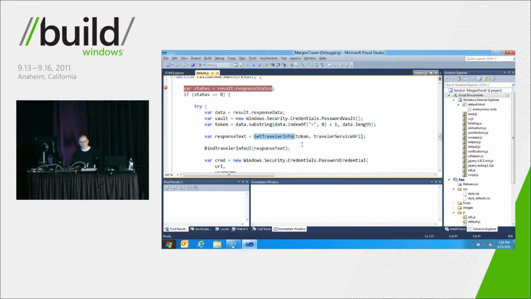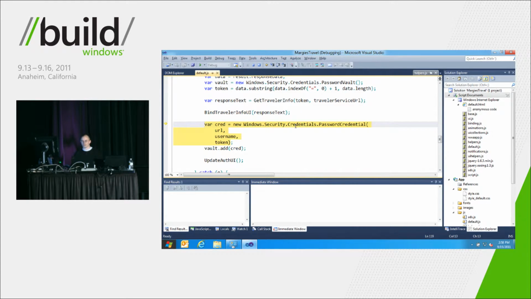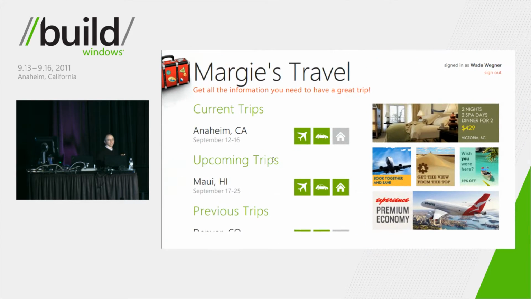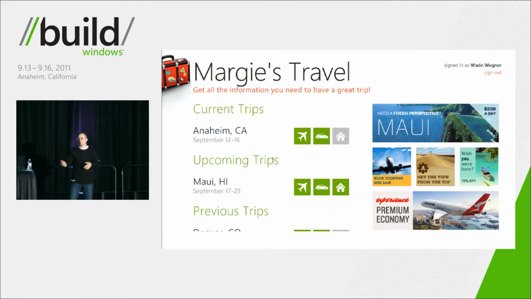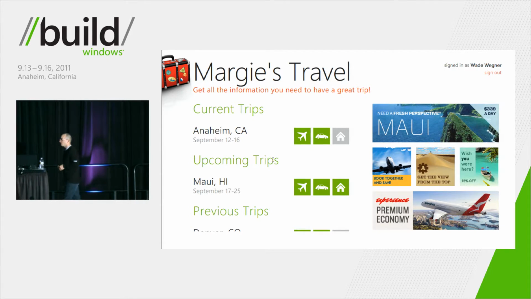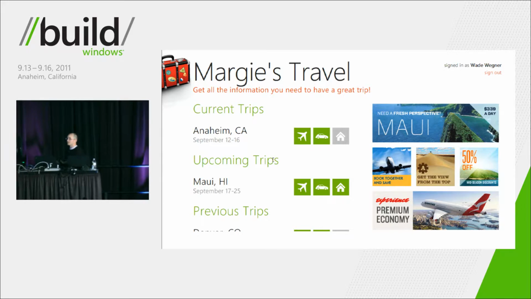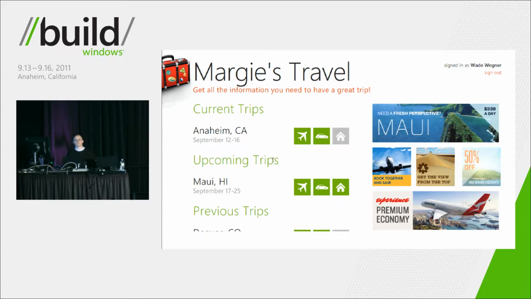Now, once that's completed and we're confident that that's actually a valid user, we can then take the token right here along with the username and store it into the vault. And that's where we add it. And that's it. So, it's very much the same concepts, but now leveraging some of the capabilities of Windows 8 to make this experience pretty nice. The fact that this credential is securely stored and roams with the user is pretty compelling.